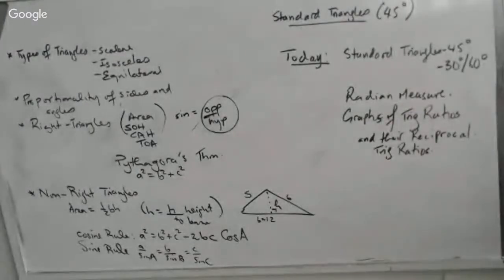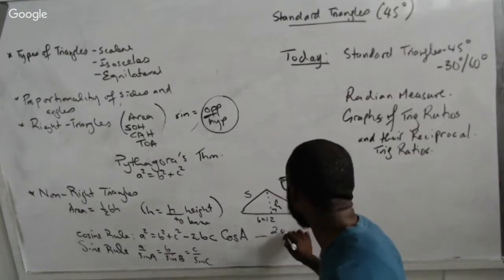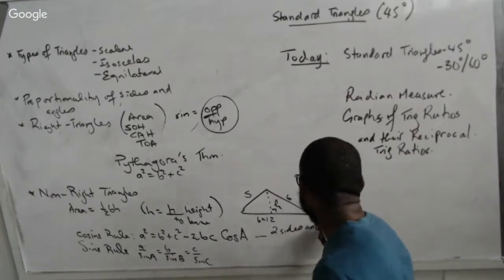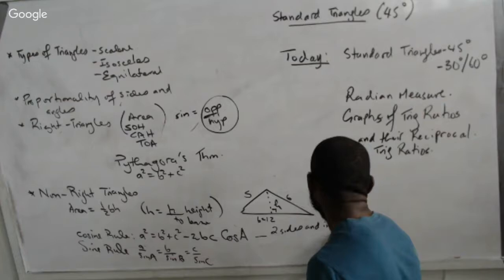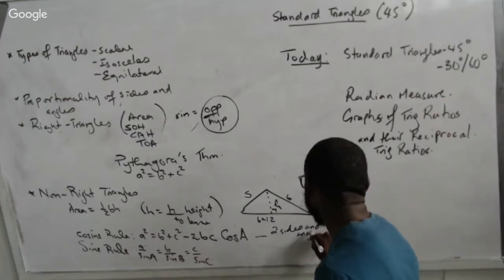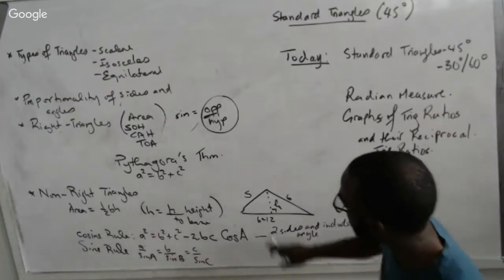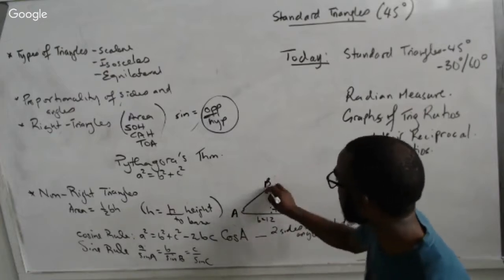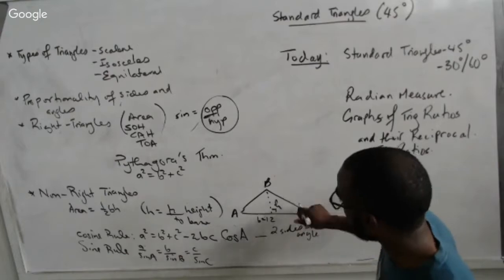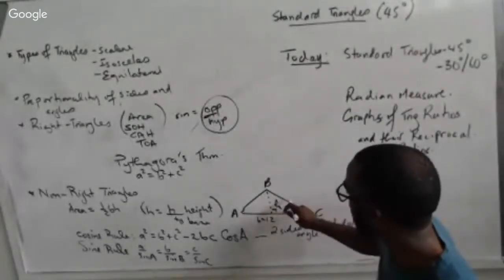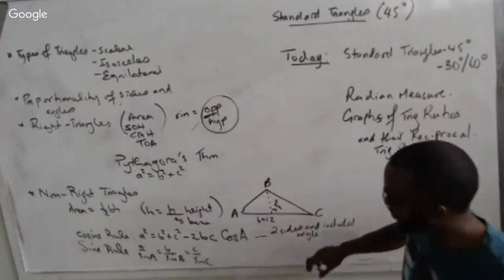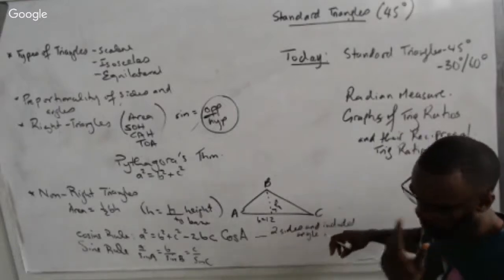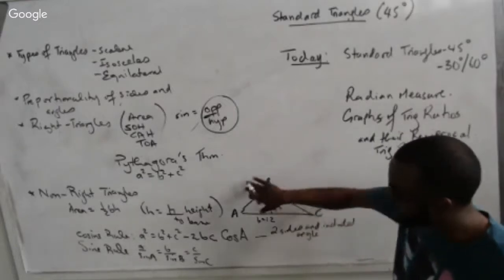Before I move on, sir, when do you use the cosine rule? Two sides and included angle. What does that mean? It means if I label this triangle capital A, capital B, capital C, right? The nomenclature, that's a word that you can meet in the video, means just the science of naming stuff. How do I name this triangle?